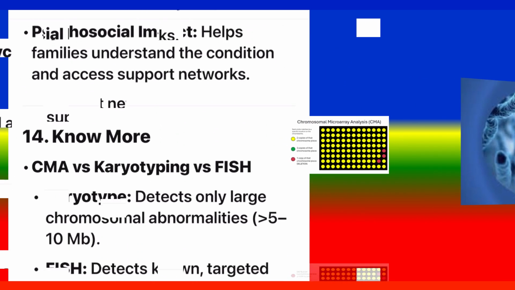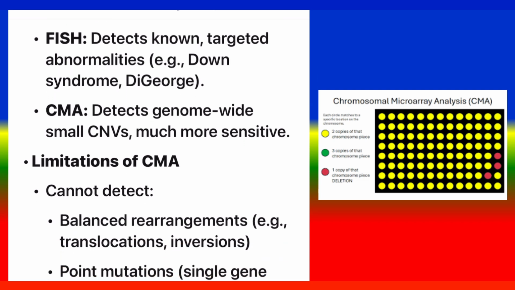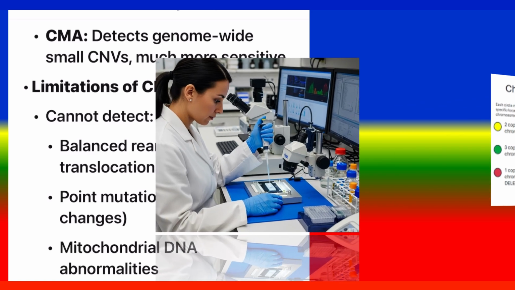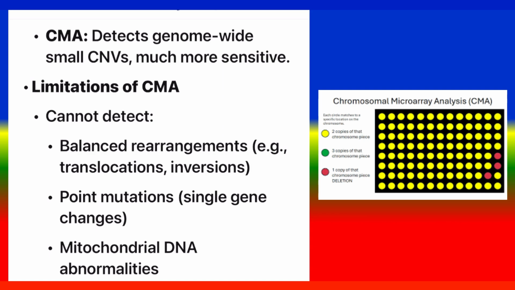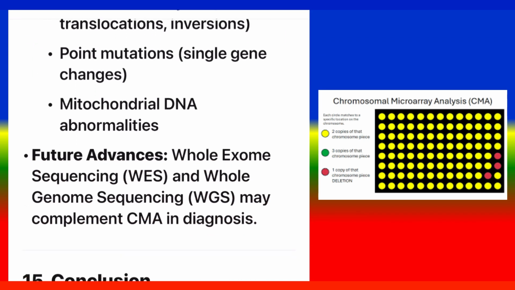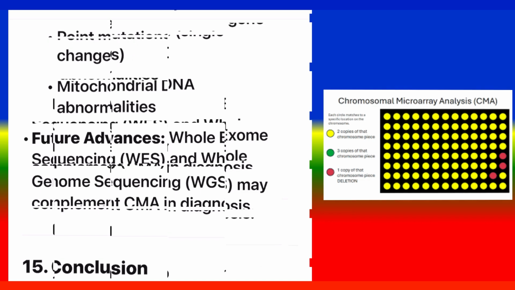14. CMA versus karyotyping versus FISH. Karyotype detects only large chromosomal abnormalities, 5 to 10 megabases. FISH detects known targeted abnormalities, e.g., Down syndrome, DiGeorge. CMA detects genome-wide small CNVs and is much more sensitive. Limitations of CMA: it cannot detect balanced rearrangements, e.g., translocations, inversions, point mutations, single gene changes, or mitochondrial DNA abnormalities. Future advances: whole exome sequencing, WES, and whole genome sequencing, WGS, may complement CMA in diagnosis.